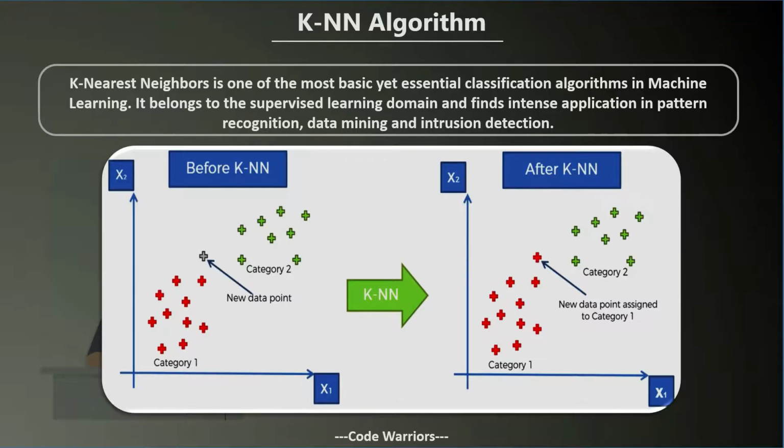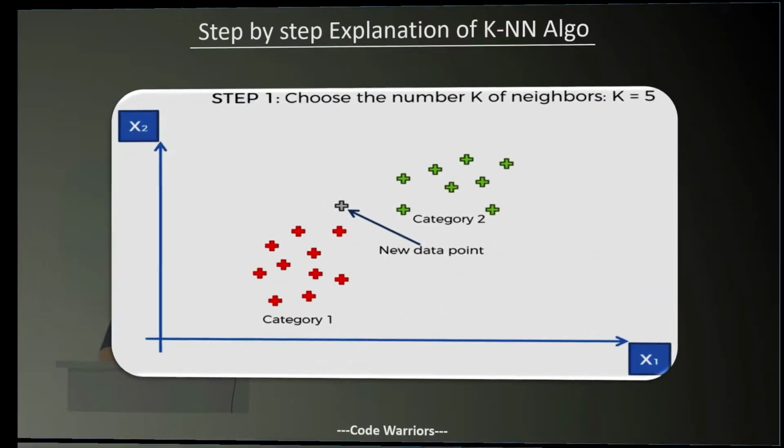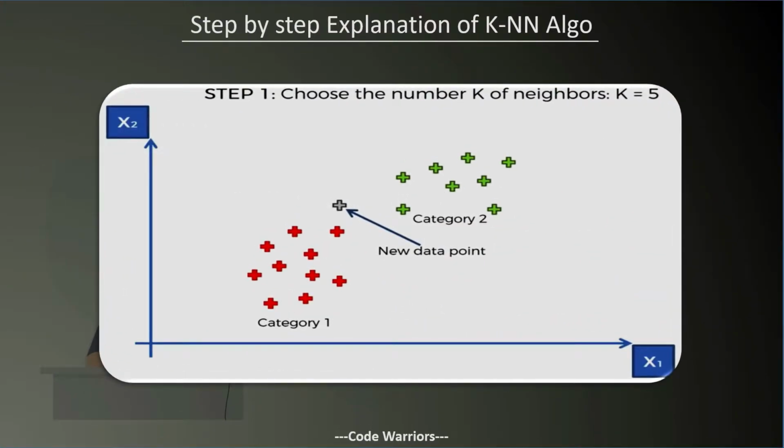So let's understand how the backend of the KNN algorithm works and how it decides whether the data point belongs to category 1 or 2. Let's go through the step-by-step explanation. Our first step is to choose the number k of neighbors. Here we have chosen the value 5, but it depends on you what value you want to choose. The 5 here represents the 5 nearest neighbors of our new data point.